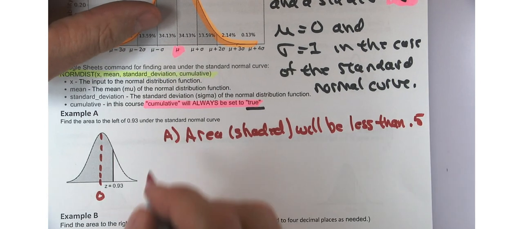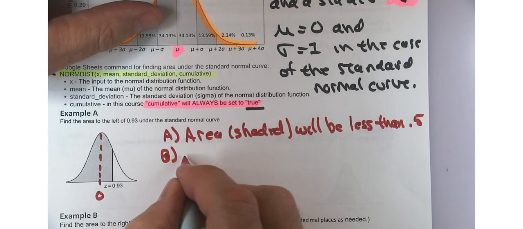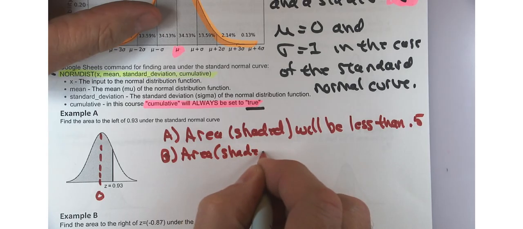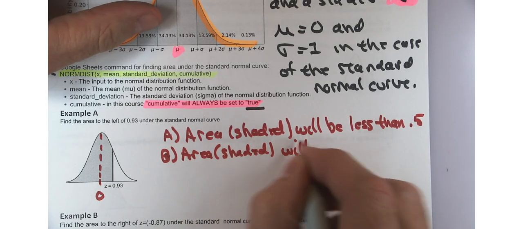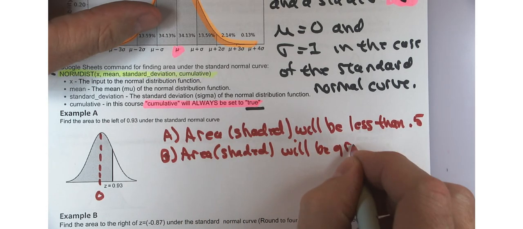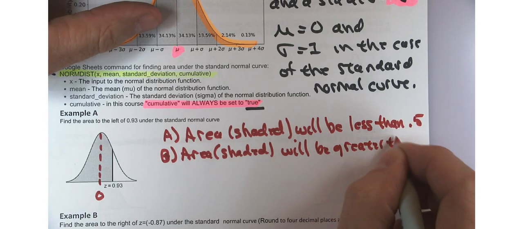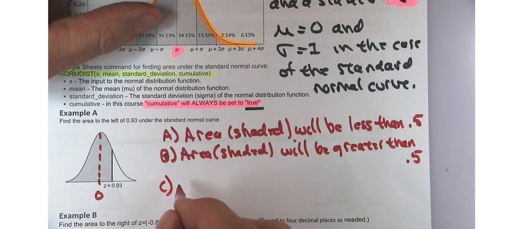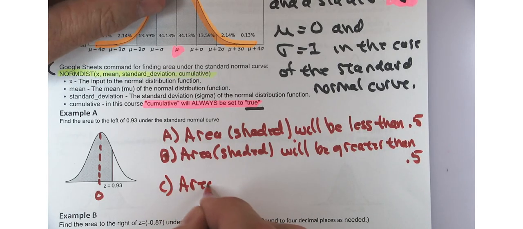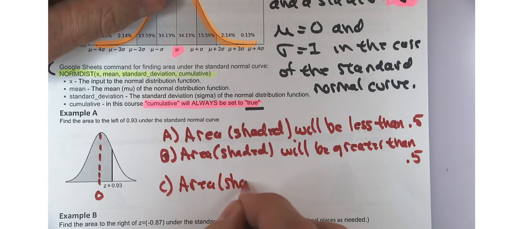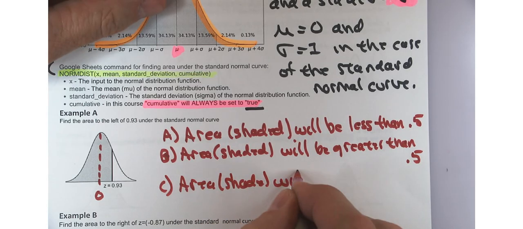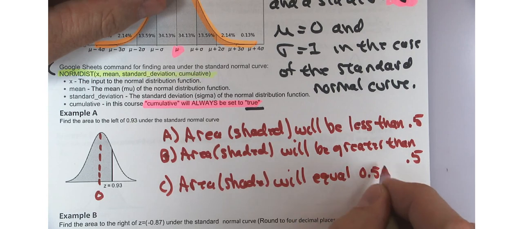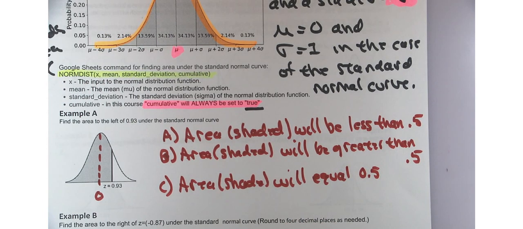Or the area, and again the shaded area, will be greater than 0.5. And last but not least, the area, and again the shaded area, will equal 0.5. Which one of those do you think is going to be true?